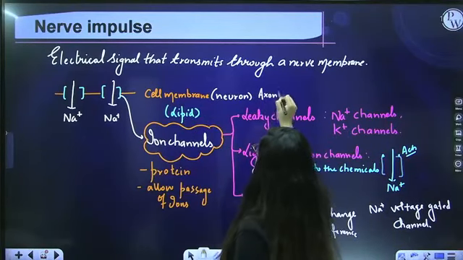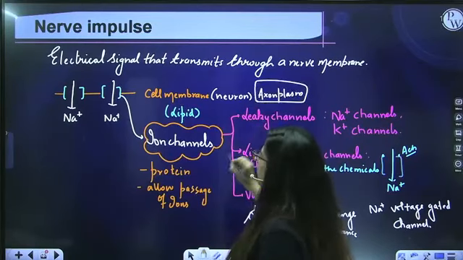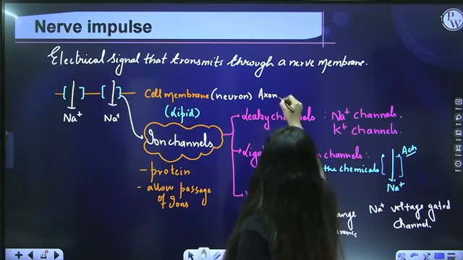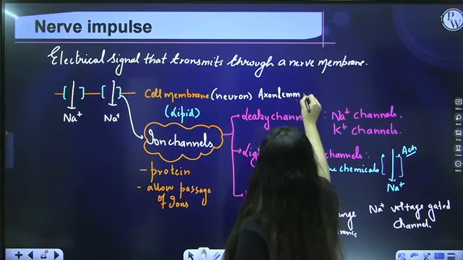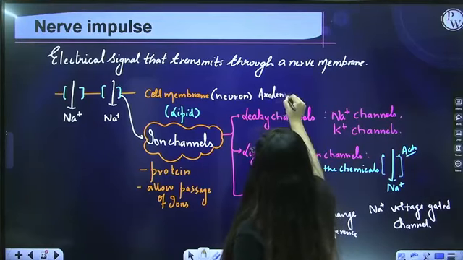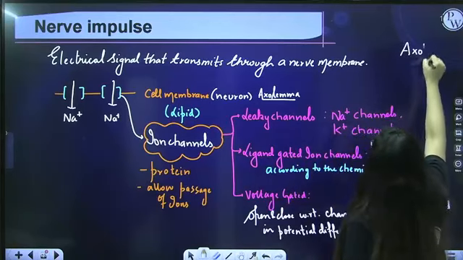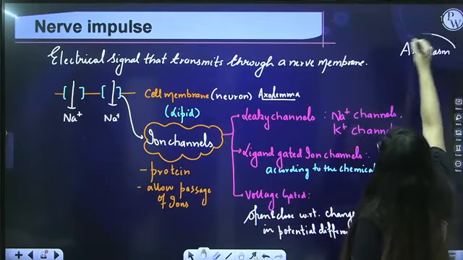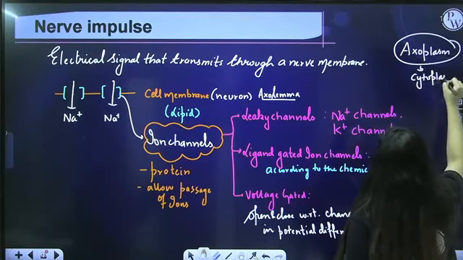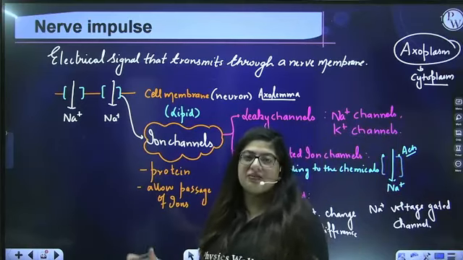So you also call it exolemma. Exolemma, just cut the N here. Exolemma is a cell membrane, whereas exoplasm is a cytoplasm. All right, so that's all about why there is a resting membrane potential.